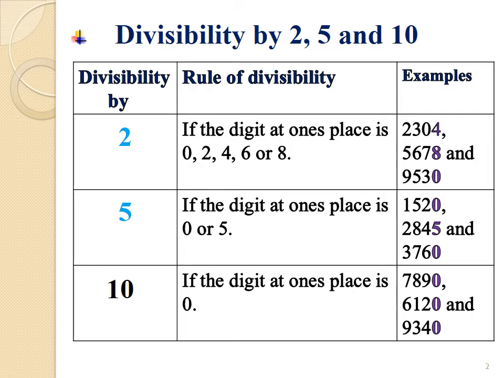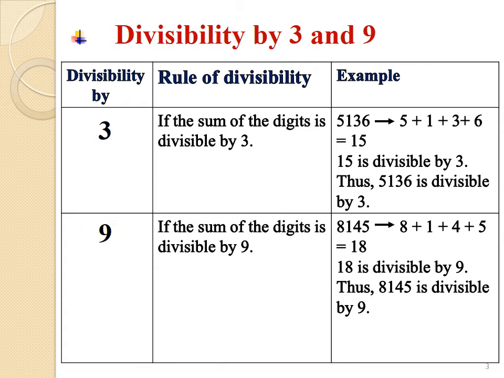Now, divisibility by 10. A number is divisible by 10 if the digit at its ones place is 0. Students, all these numbers have 0 at ones place. So, all these numbers are divisible by 10. Divisibility by 3 and 9.